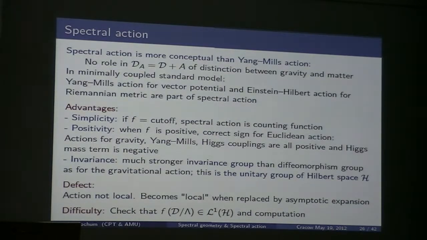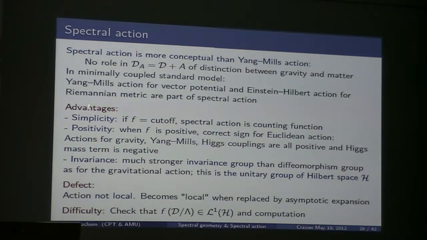I mean, it's trivial. Another important point is the invariance. Here the invariance group is much stronger than the usual diffeomorphism group you have in gravity. Here it is the unitary group of the Hilbert space. So you have to lift everything to the Hilbert space level. And you also have to prove that this lifting is unique in some sense. It is not. This means you have some physics behind, so you have to justify your choice.